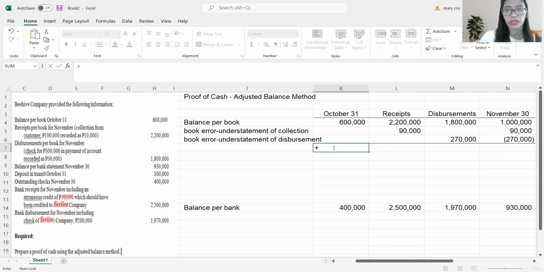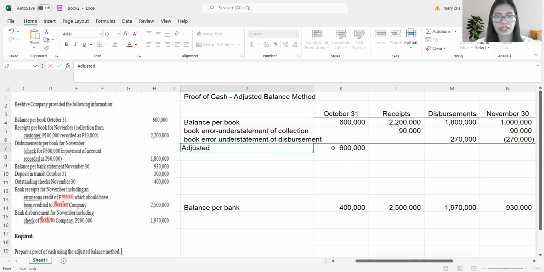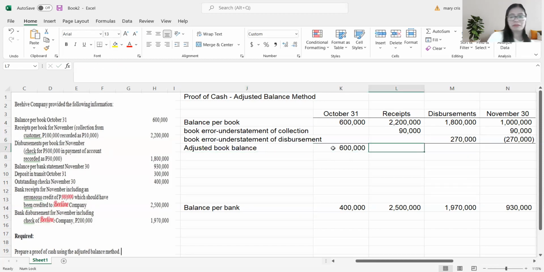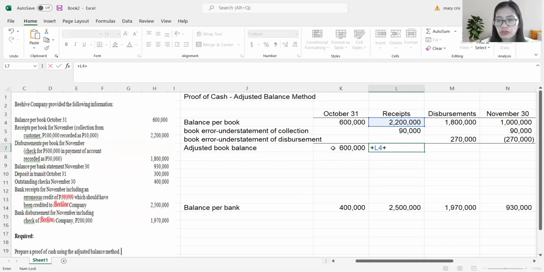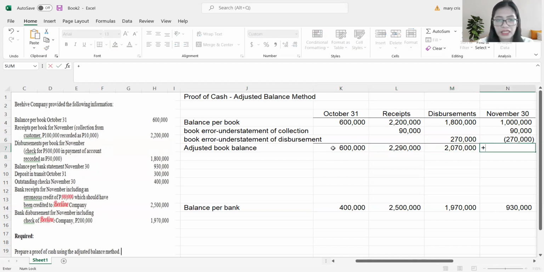So, kunin na lang natin yung ating adjusted balance. So, you have here yung ating October 31 na balance, wala tayong reconciling item. So, ito na yung ating adjusted book balance. Your receipts naman, you simply add 2,200,000 plus 90. Yung disbursement, meron tayong 1.8 million plus 270. So you have 2,070,000.